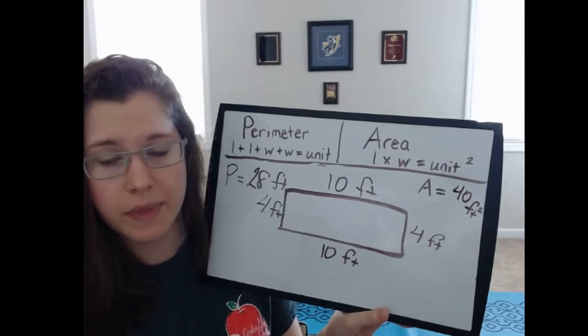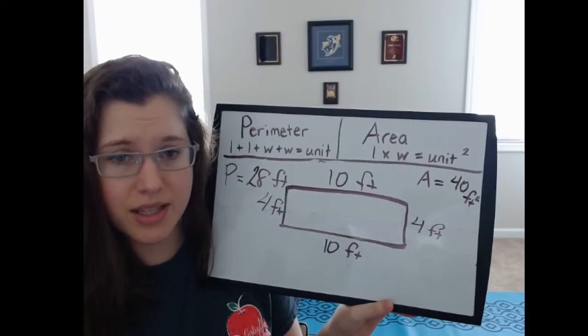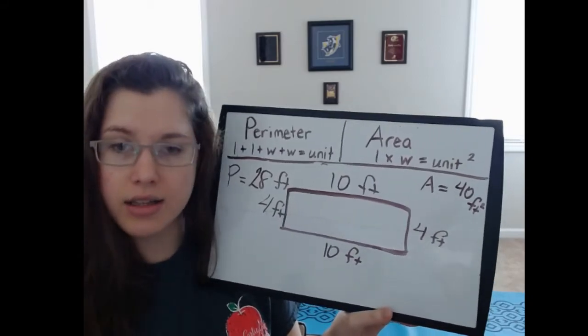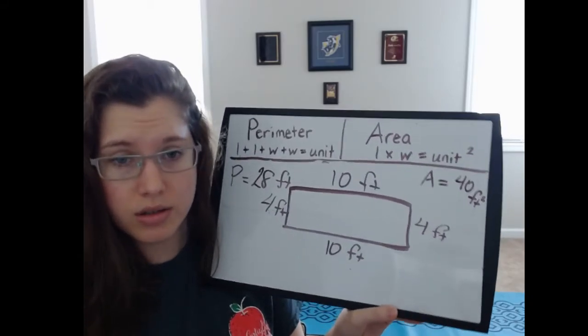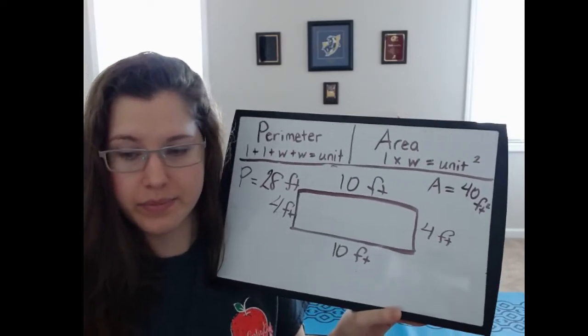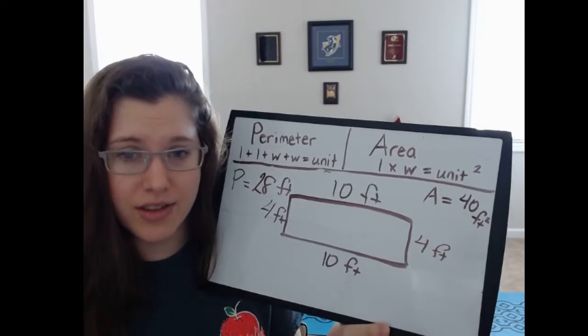That's very important. If you ever do something like this on a standardized test or take it online, and you don't put your unit or your unit squared, they're not going to count it right. So remember to do that. All right, guys, that's all I've got for you for area and perimeter.